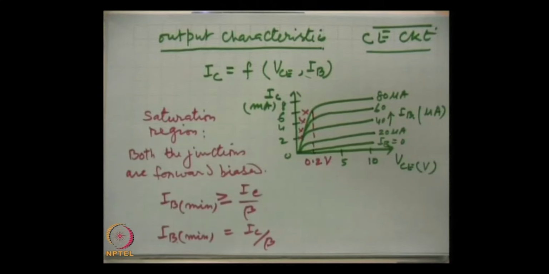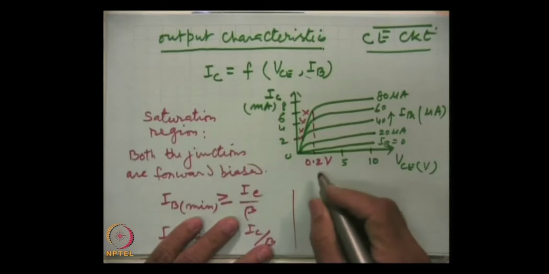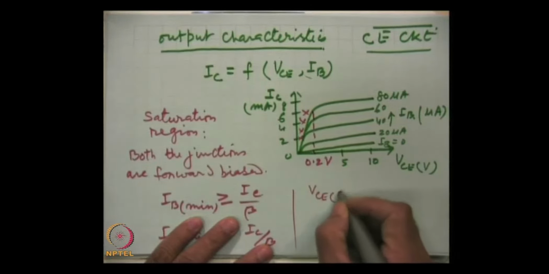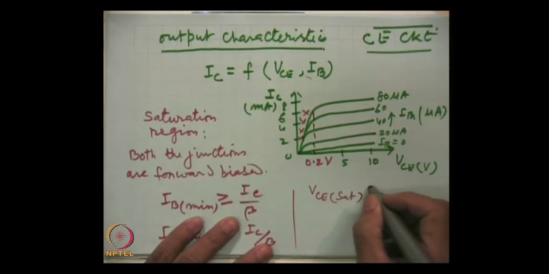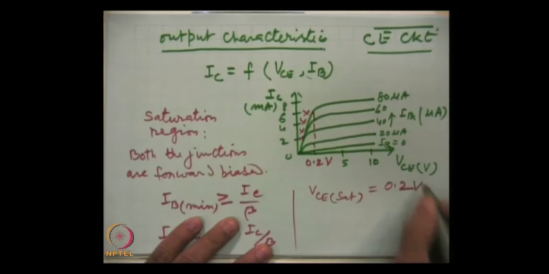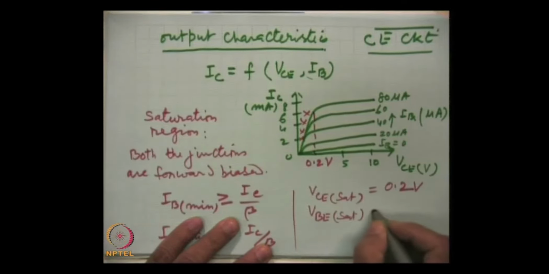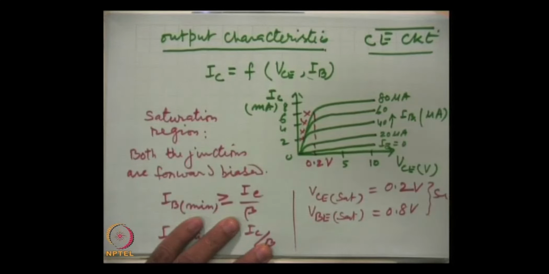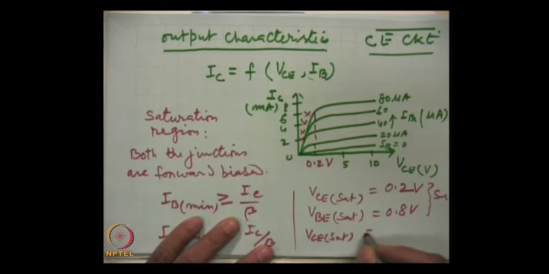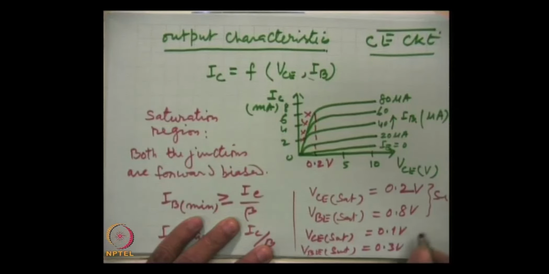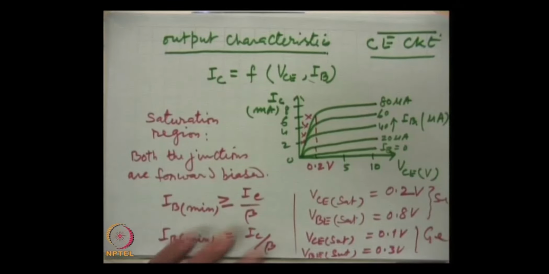And the values of saturation voltages, which are also important: VCE sat for a silicon device is 0.2 volts, and VBE sat is 0.8 volts. This is for a silicon device, and for germanium VCE sat is 0.1 volt and VBE sat is 0.3 volts. This is for a germanium transistor.